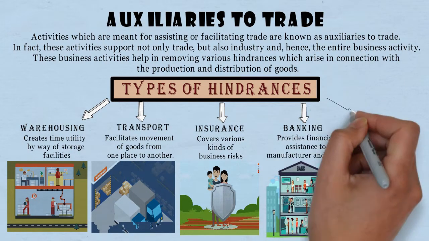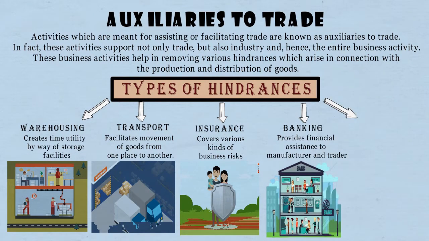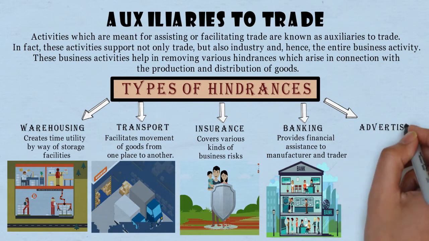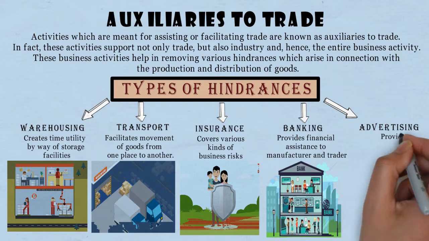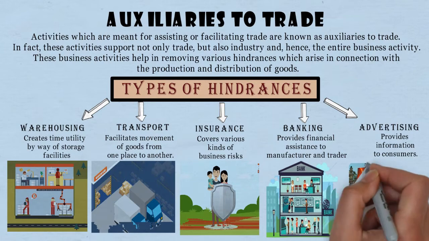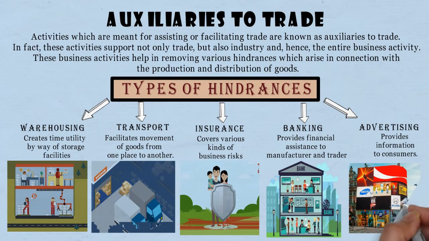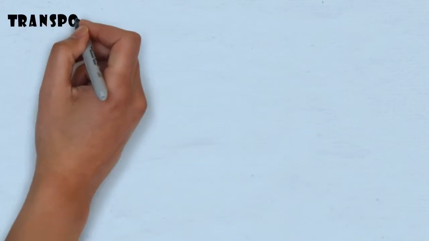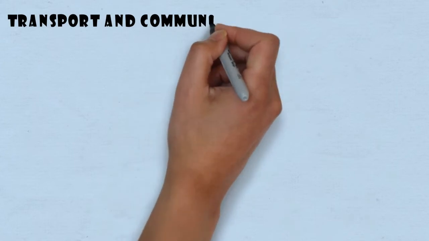What if we launch a new product or an existing product with new features? How does the customer come to know about such a product? Through advertising, which provides information to consumers. So let us learn about these auxiliaries to trade one by one, starting from transport and communication.